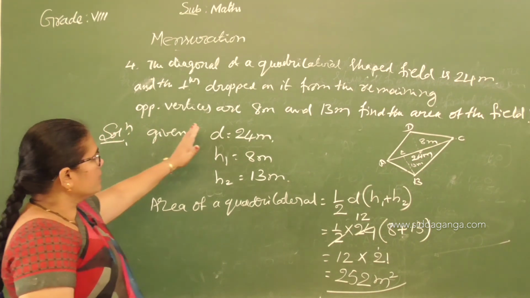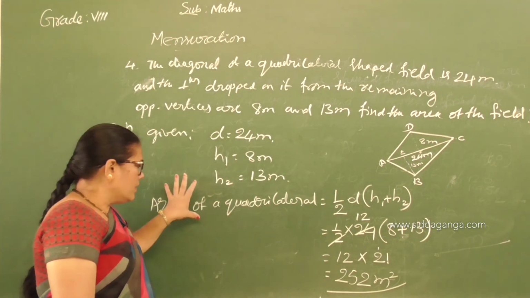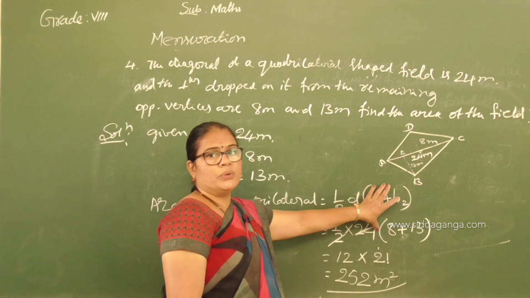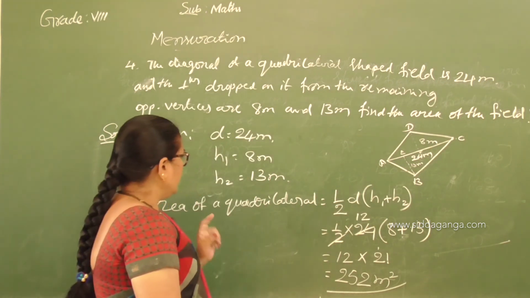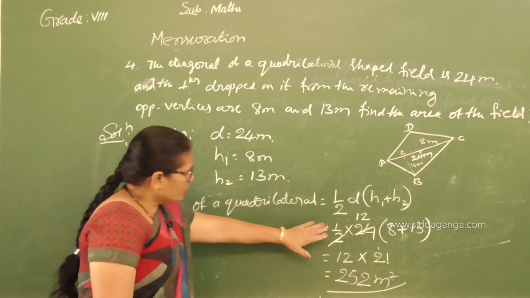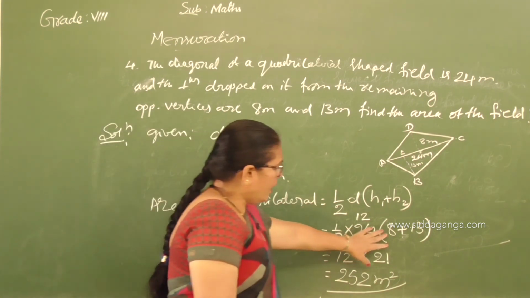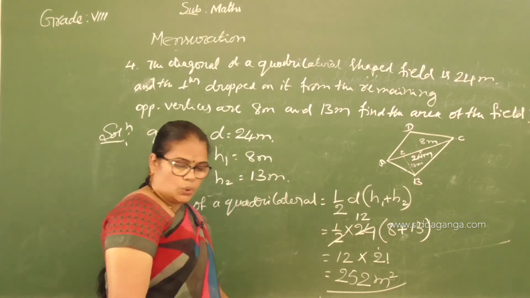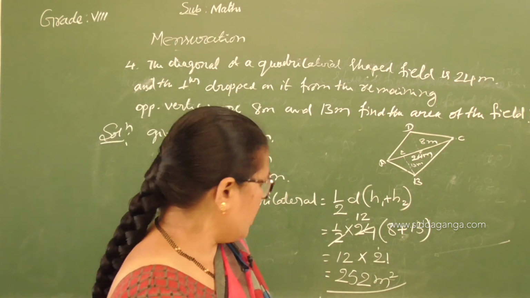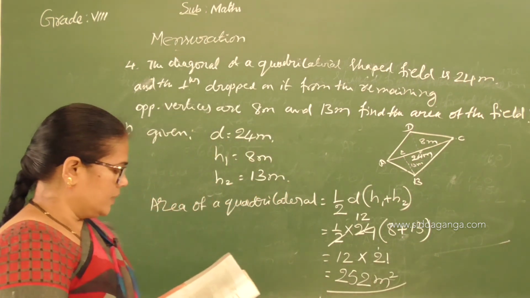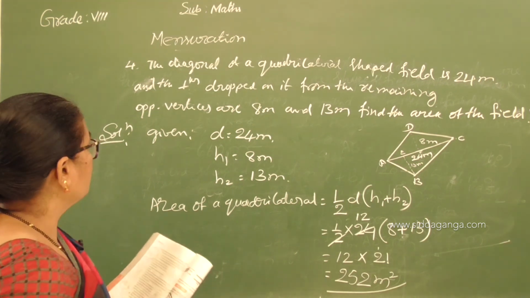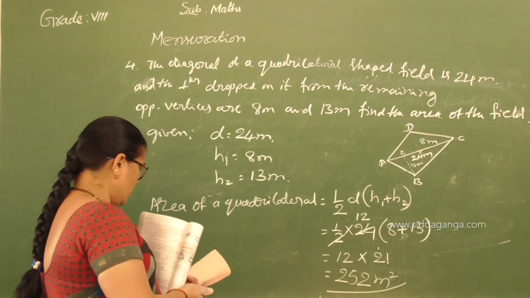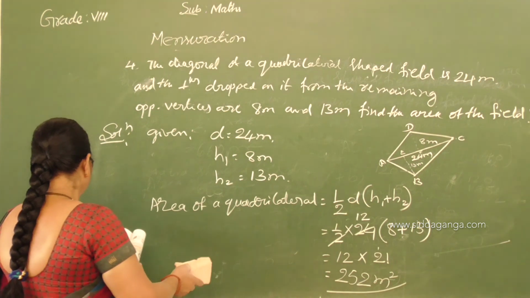Here one diagonal is given, heights are given. What is the area of the quadrilateral? Area of the quadrilateral is equal to half into diagonal into sum of the altitudes h1 plus h2. We have to take diagonal is equal to 24, h1 is equal to 8 meter and h2 is equal to 13 meter. We simplify that one, we get 252 meter square. Area of the quadrilateral shaped field is equal to 252 meter square. Next I can take the next problem.